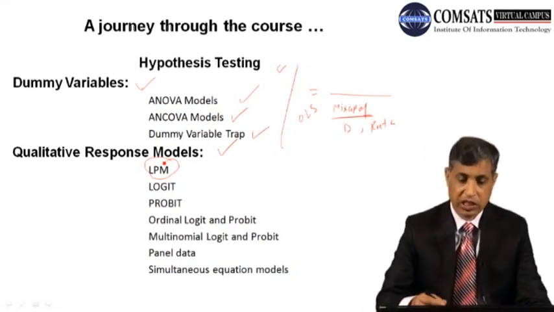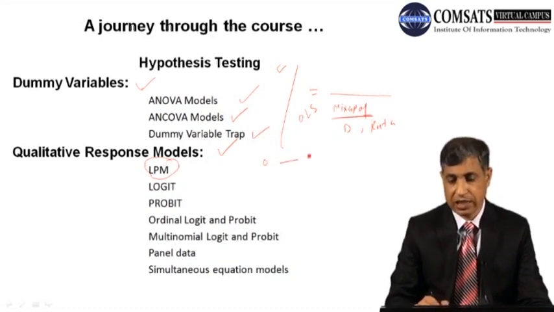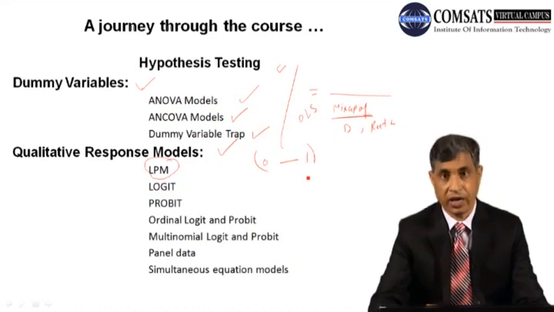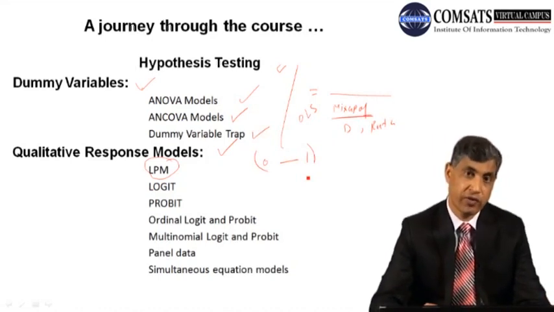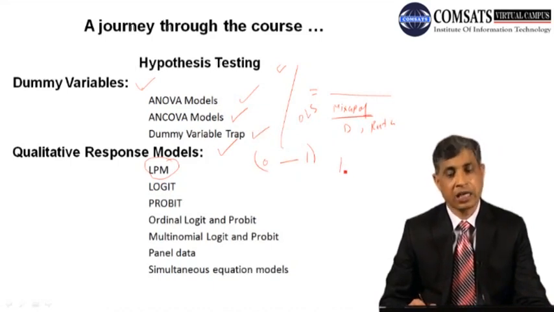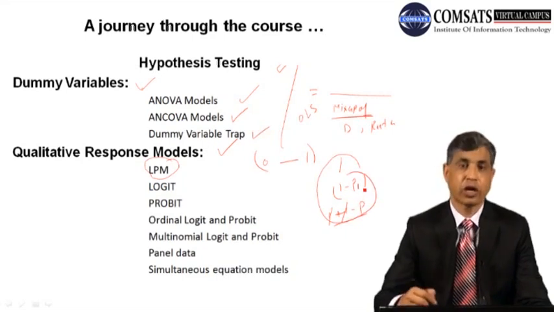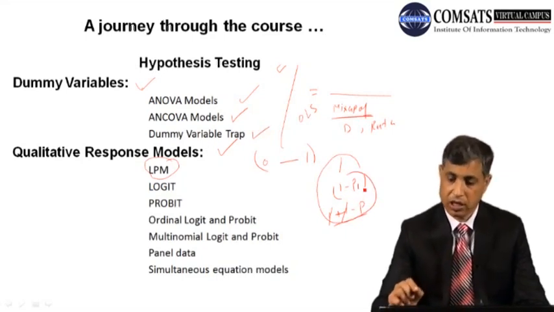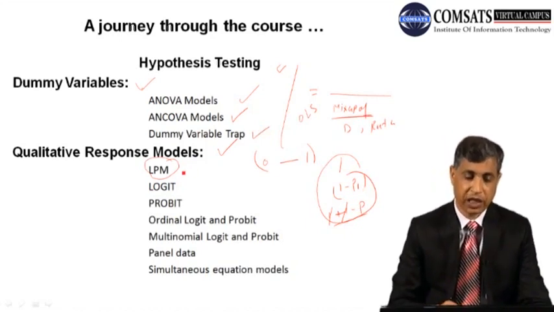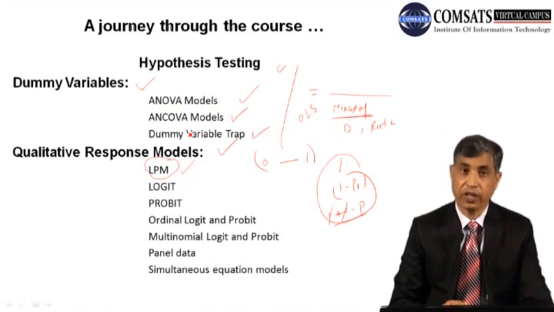But at the same time, it is based on the probability limits, that the probability will remain between 0 and 1. The probability of occurrence of an event is pi, and the probability of non-occurrence is 1 minus pi. If I add them, pi plus 1 minus pi, the pi cancels out and the total is 1. Maybe this is a bit confusing at this stage.